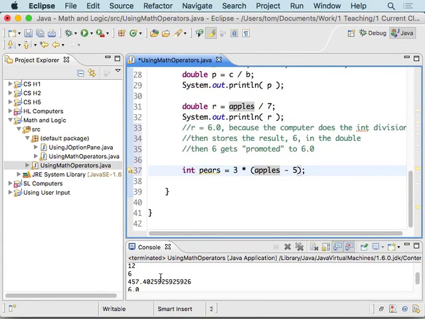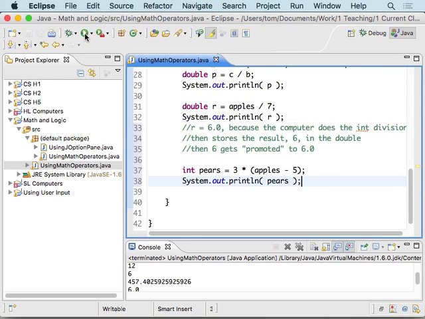Apples is 6, right? So this is going to be 6 minus 5 is 1, times 3 would be 3, right? So if we print out pairs, if I did my math right there, oh, I totally screwed that up.